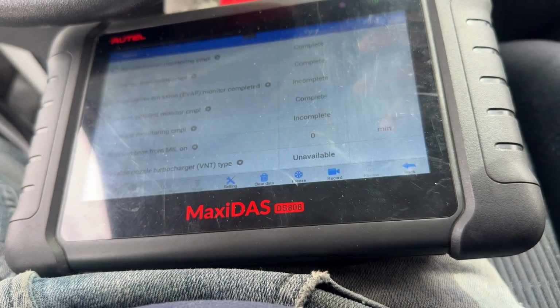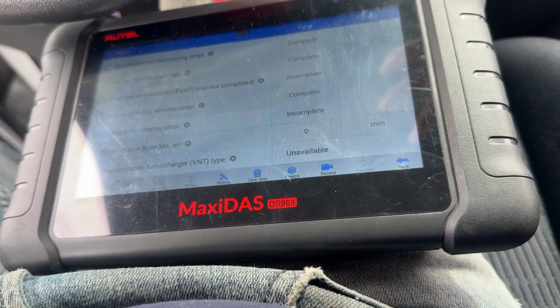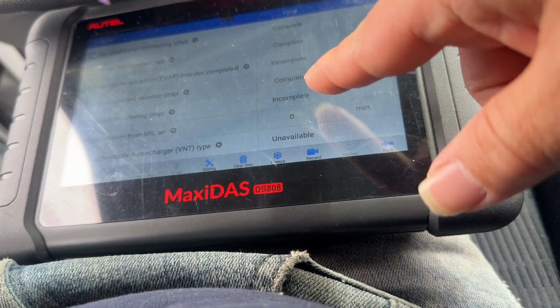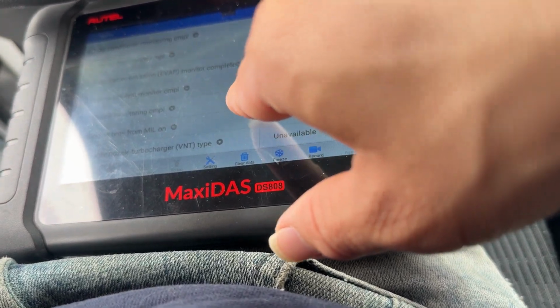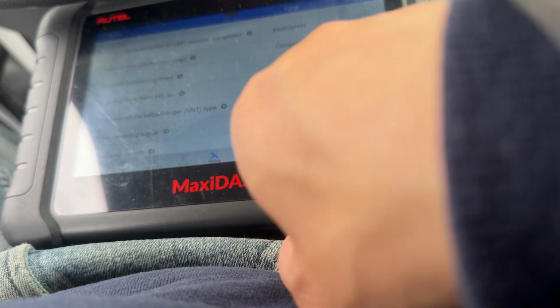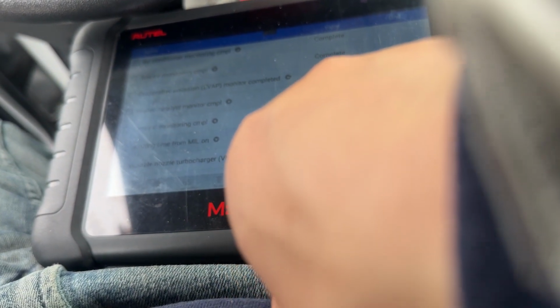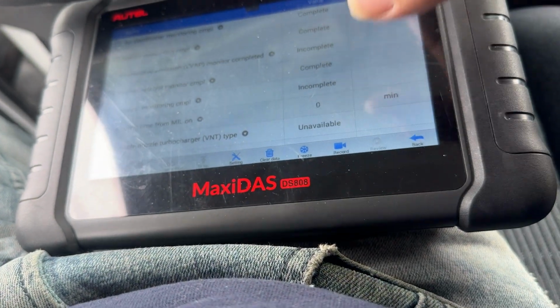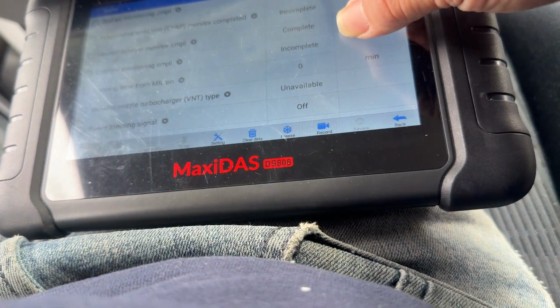I usually check this with my other monitor. The smaller one is easier to understand these monitors. This one's somehow a little bit more advanced. So here, it says unavailable. So why does it say catalyst monitor incomplete? Why didn't you say unavailable? It's almost like the computer hasn't finished running to get this to complete.